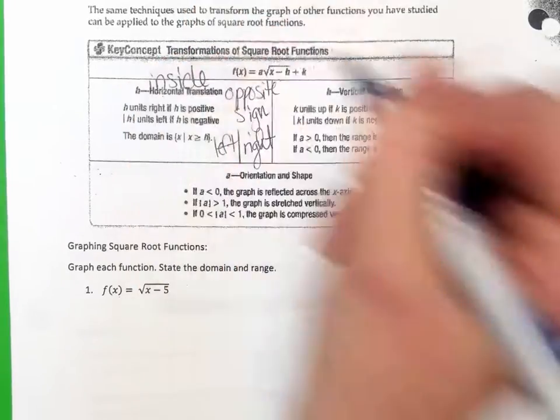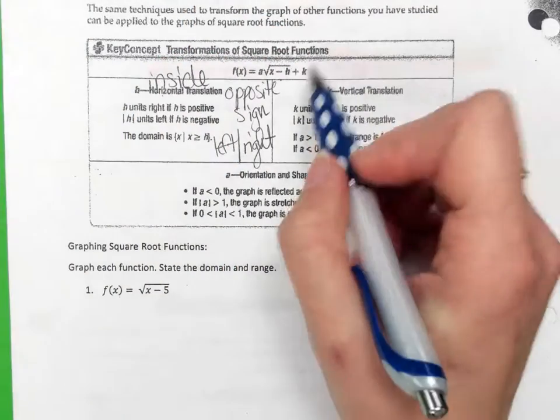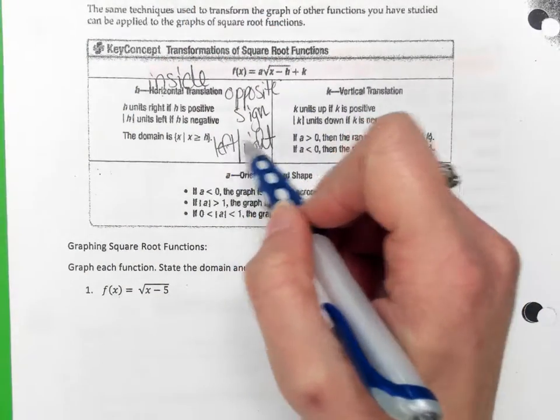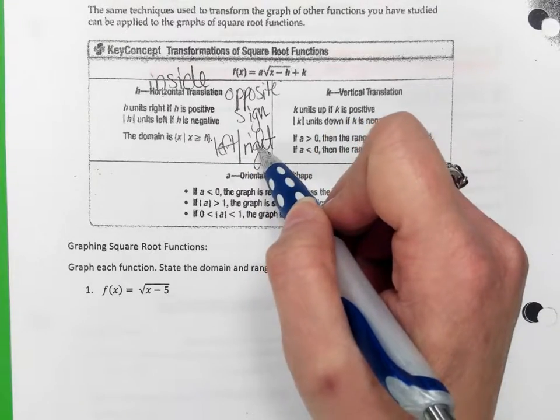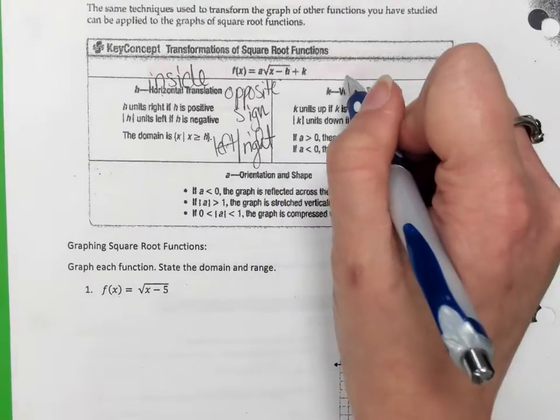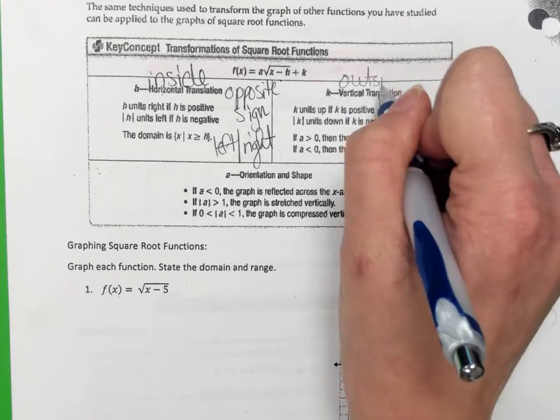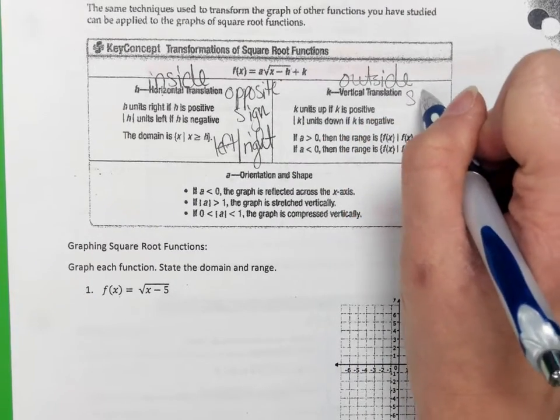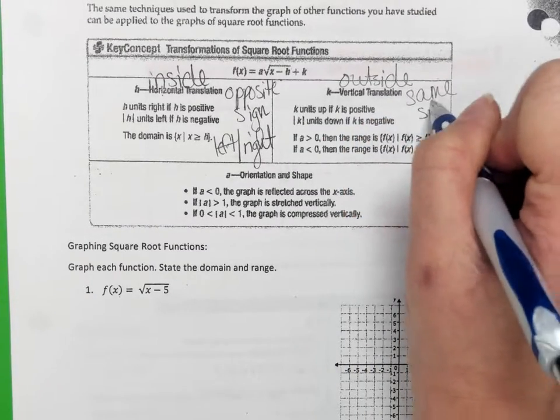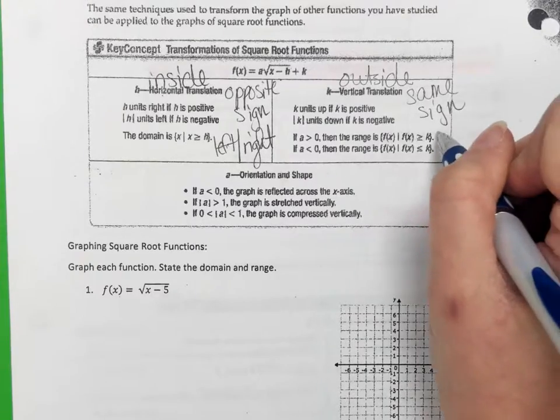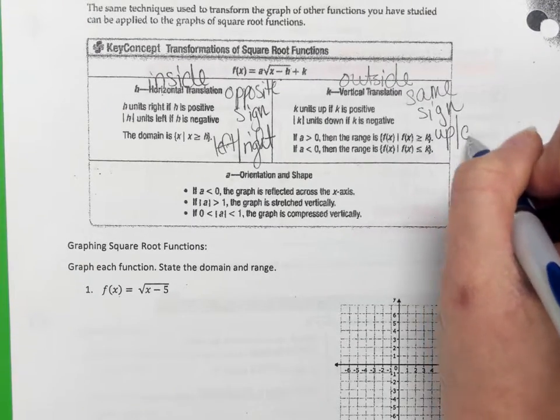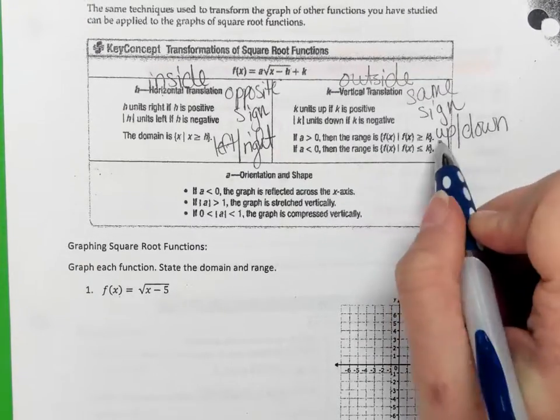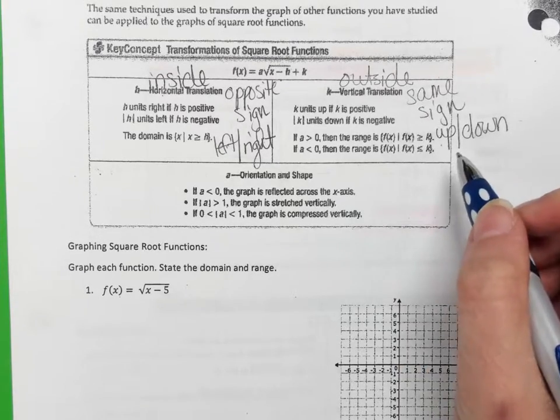Wait, so did the other one move right to left? If it's inside, it moves left to right. If it's outside, which is where the K is, you take the same sign, and where does it move? Up and down. There you go. Up for positive, down for negative.